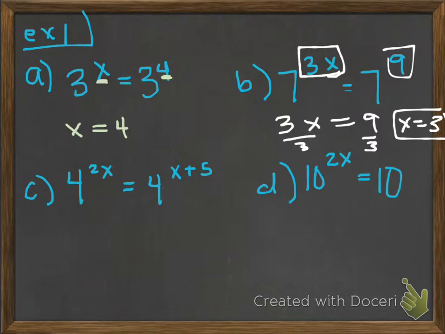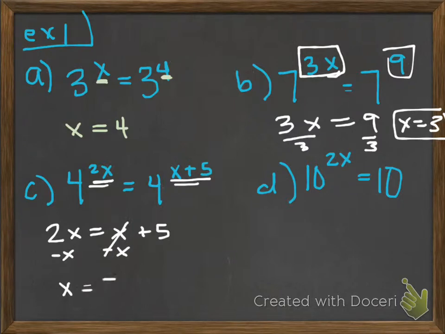For letter C, again, notice I have a base of 4 on both sides. Set my exponents equal. So this 2x here has to equal the 2x plus 5. To solve for x, I need to get all my x's on one side, so I'd subtract the x's over, and x equals 5.